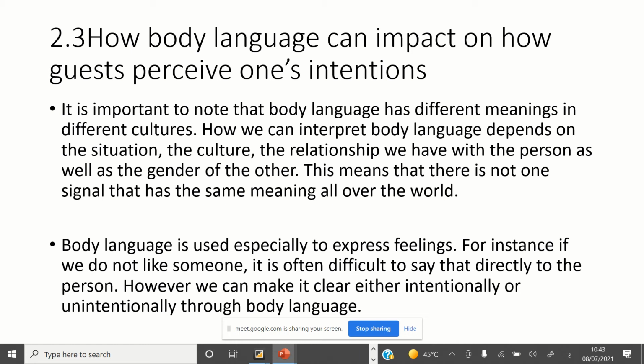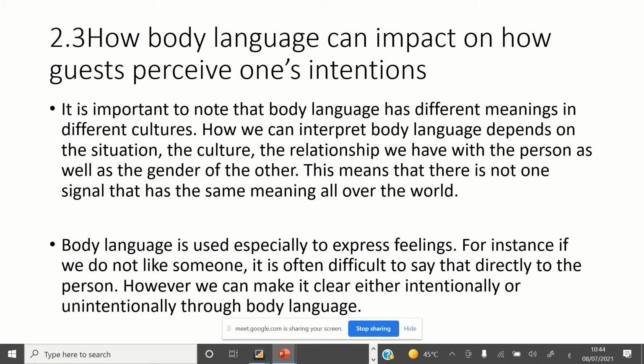So, how can body language impact how a guest perceives one's intention? Make the guest feel that you are really interested in his problem, like it's your own problem, by expressing this with your body language. Your body language must show empathy with your face expressions. So if he is telling you a problem, don't laugh. This is a simple thing. Don't smile. Don't put your hand on your side. So it's important to note that body language has a different meaning in our culture compared with other cultures.